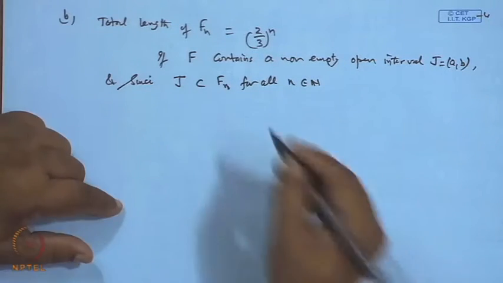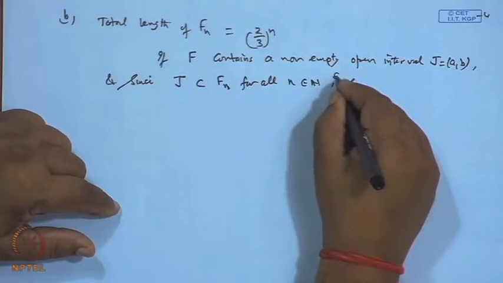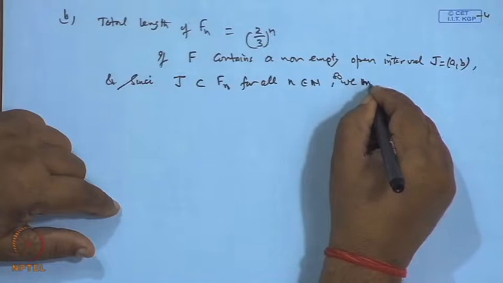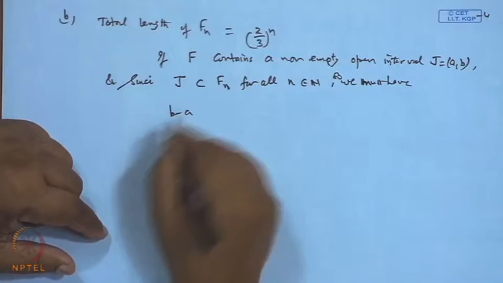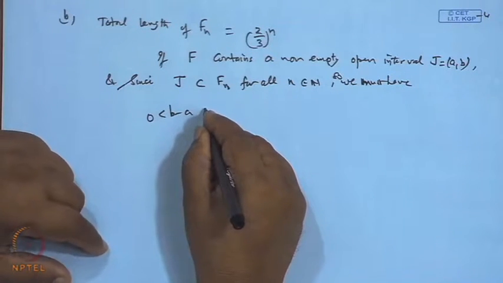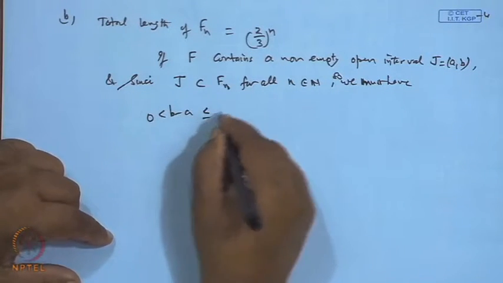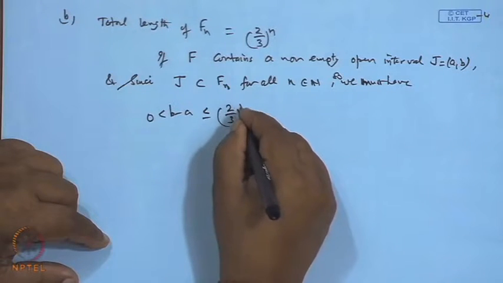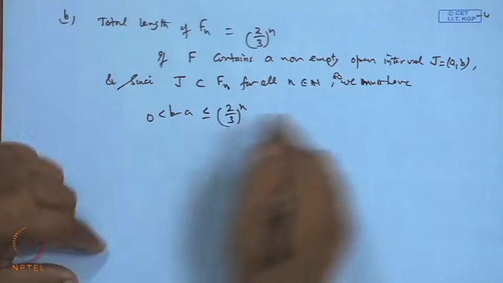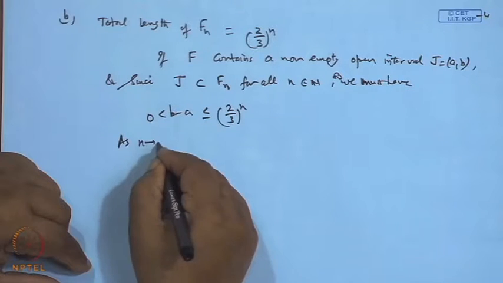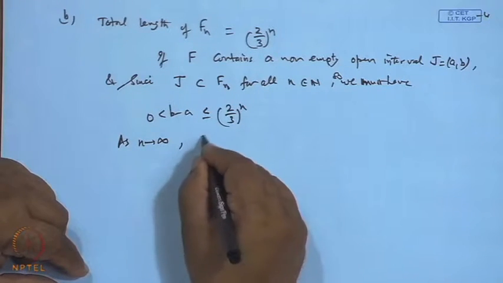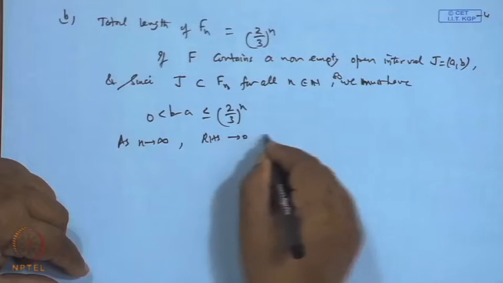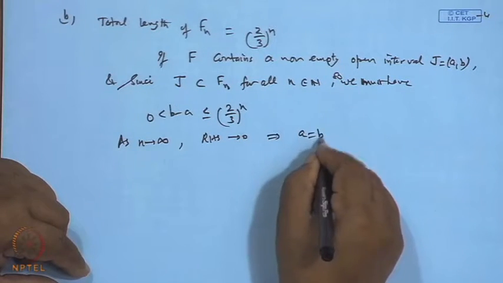So, we must have the length of this, which is b minus a, which is positive, must be less than or equal to the length of this f n. But as n tends to infinity, the right hand side goes to 0. So, this implies that a is equal to b.